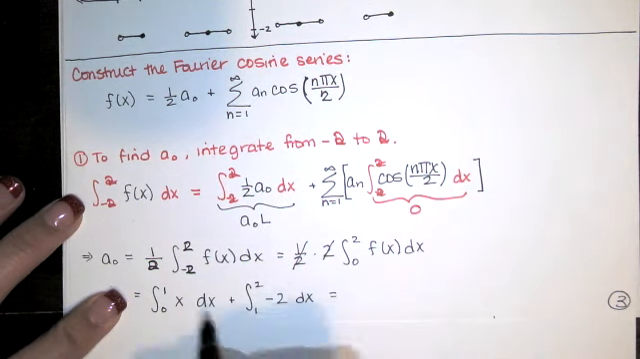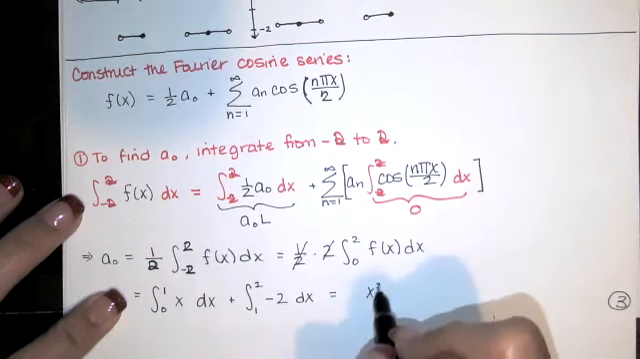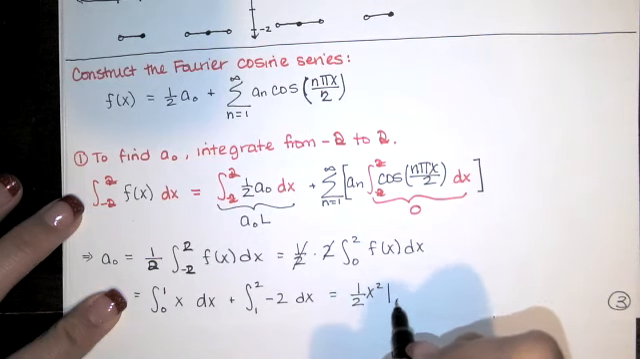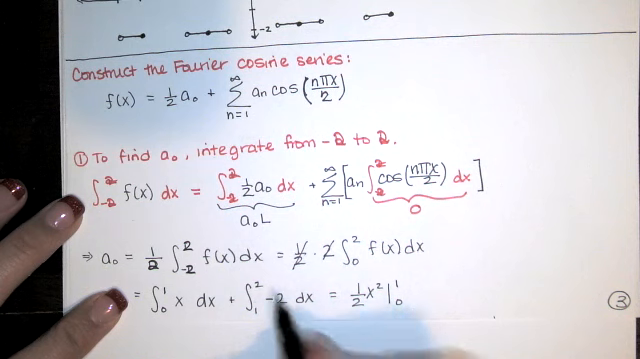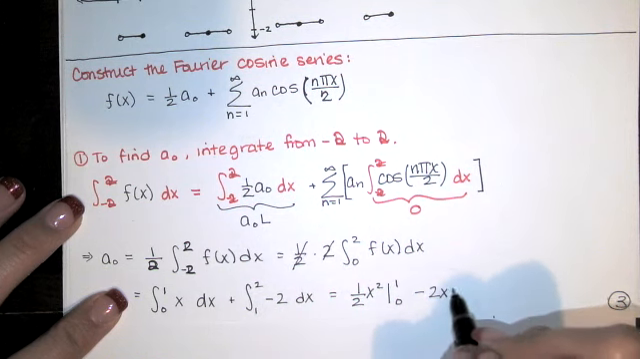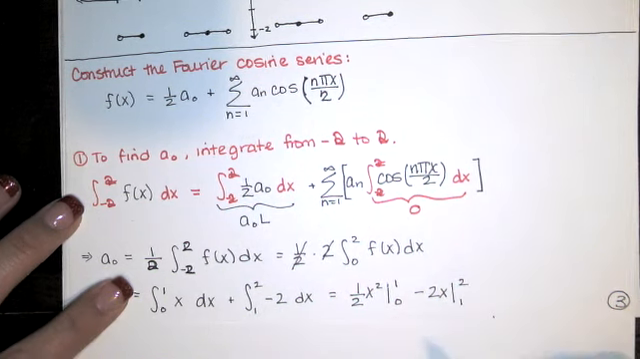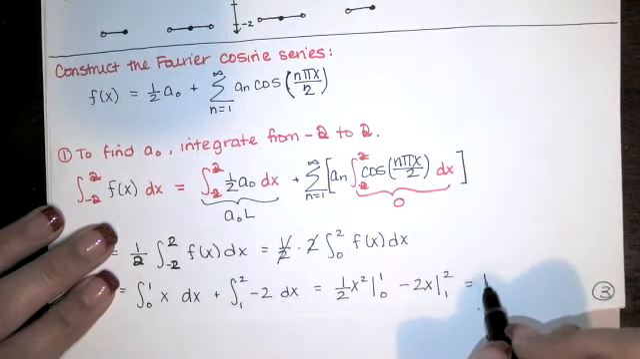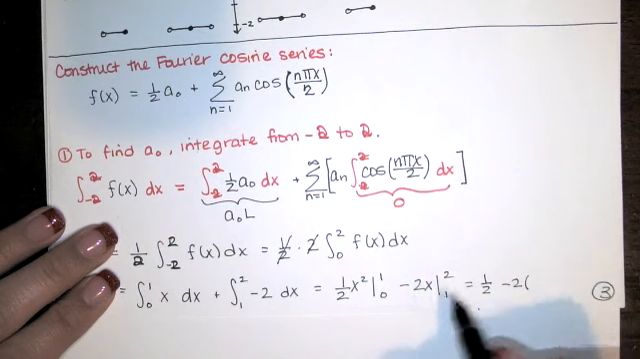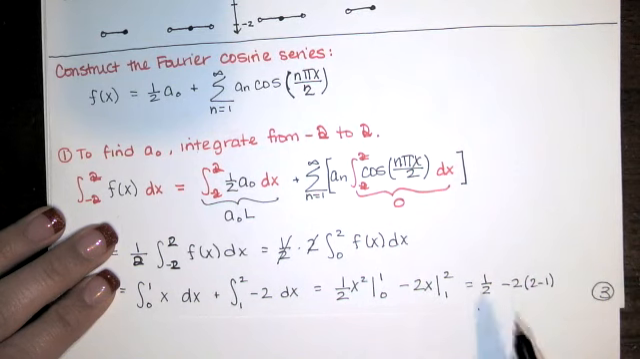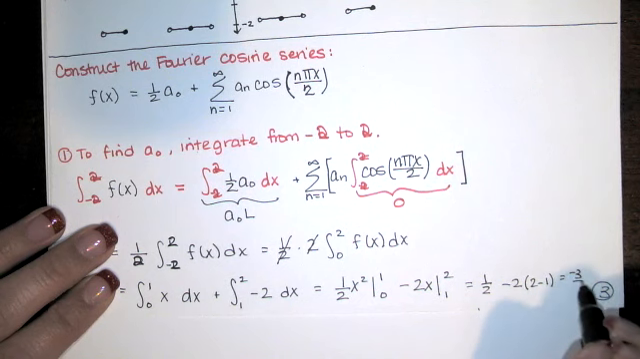And we can just evaluate those. For this first one, use the power rule, add 1 to the exponent, divide by the new exponent, substitute in 1 and 0 and subtract. Over here, the antiderivative of a constant is that constant times your variable. Substitute in 1 and 2 and subtract. And what you get is 1/2 minus 0 minus 2 times 2 minus 1. So we have 1/2 minus 2, which is negative 3/2.